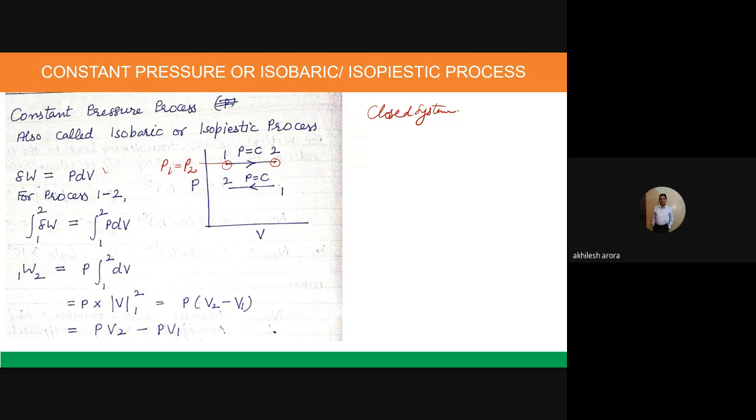Now I will be using the same equation, delta W is equal to PdV. I can integrate it between 1 and 2 on both sides. Pressure being constant can be taken out of the integration sign, so dV remains inside. When I integrate dV, I will be getting V only, and I can write this within the limits 1 to 2, and then finally I get P(V2 minus V1). So it is PV2 minus PV1. This is the expression for the work.